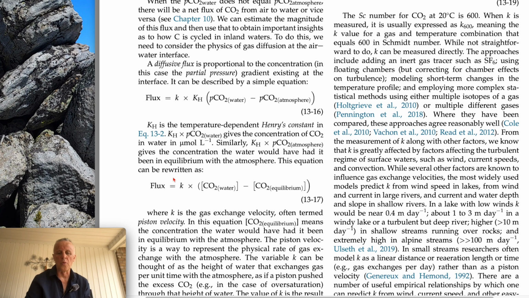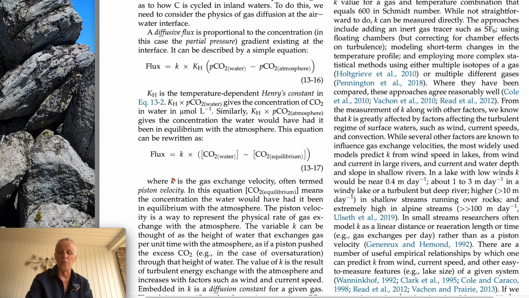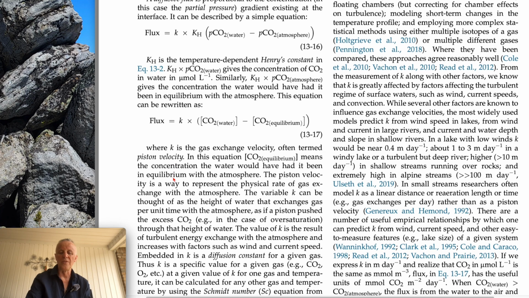While not straightforward to do, K can be measured directly. These approaches include adding an inert gas tracer such as SF6, using floating chambers but correcting for chamber effects on turbulence, modeling short-term changes in the temperature profile, and employing more complex statistical methods using either multiple isotopes of a gas or multiple different gases. Where they have been compared, these approaches agree reasonably well.